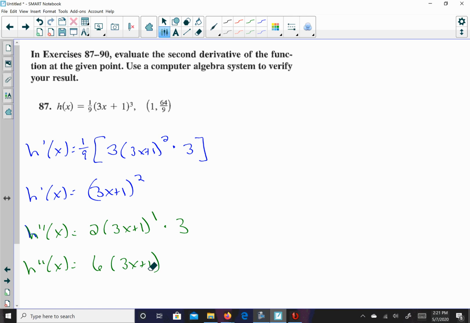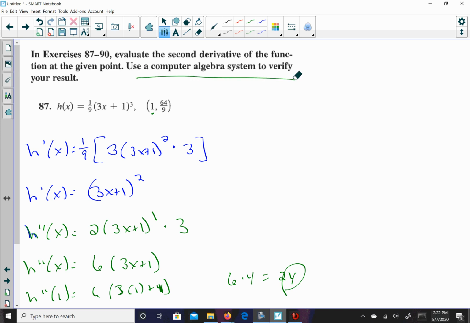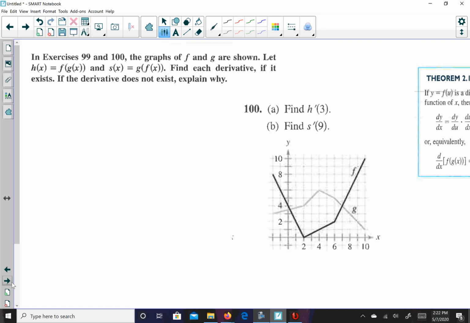And it wants me to find the derivative at a point which is 1. So to do that, I substitute in 1. And when I do that, I get 6 times 4, which will be 24. So my final answer is 24. It says computer algebra system. You don't have that, so you can't check it on your calculator. I mean, you can do some workarounds, but you can't just directly substitute that in.